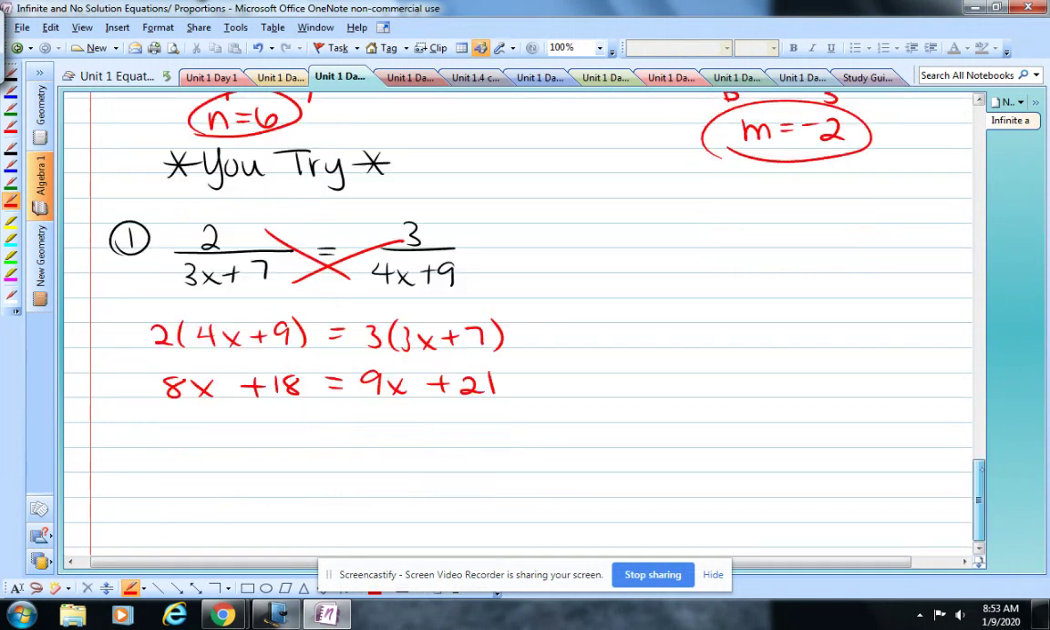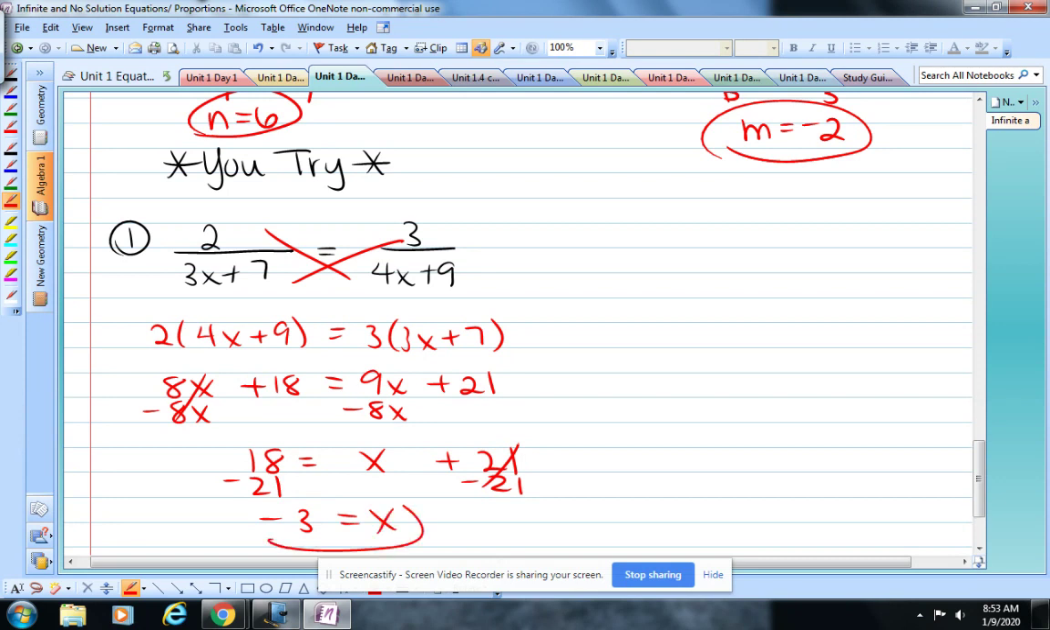All right. Now what do we need to do? Now you can subtract 8x or you can subtract 9x, right? I'm going to subtract 8x because I like positives. So 18 equals 1x. Now if you put a 1x there, same thing, right? Subtract 21. What is 18 minus 21? That was a dyslexic moment, wasn't it? So raise your hand if you got negative 3 for your final solution. Are there any questions? All right, so that is the end of notes for today.